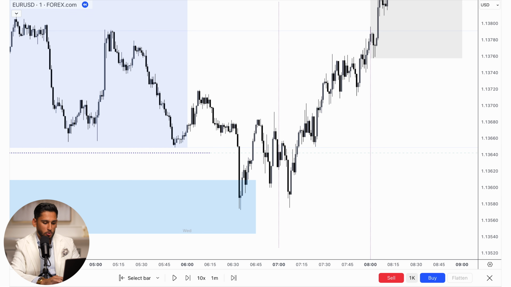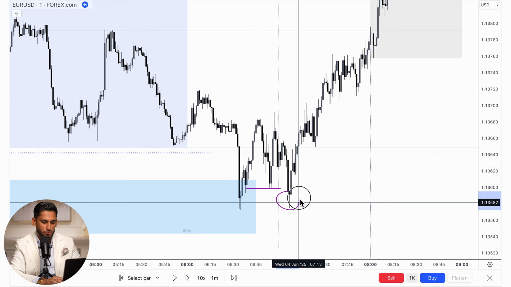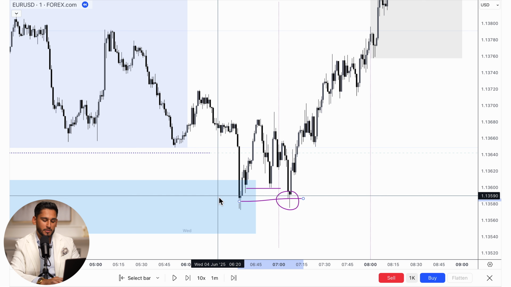And when I take an even closer look on how on the M1 things presented, price did a build-up, inducement to mitigate the previous inducement into the demand area.